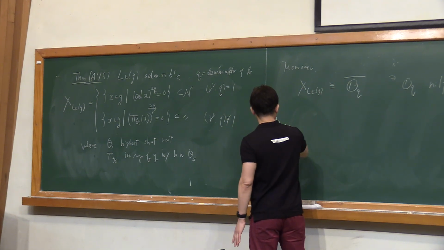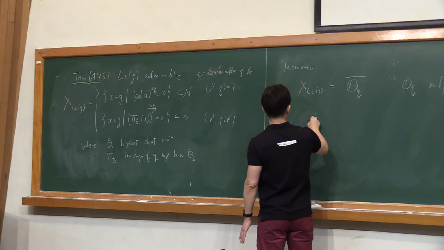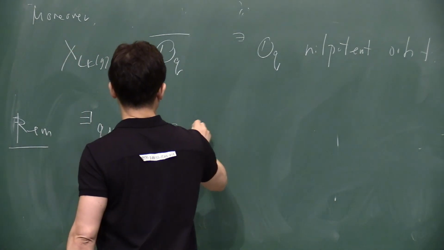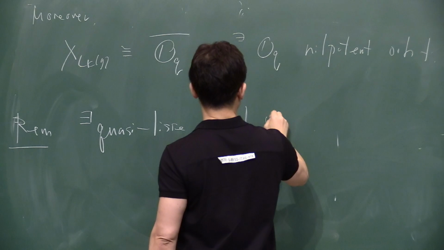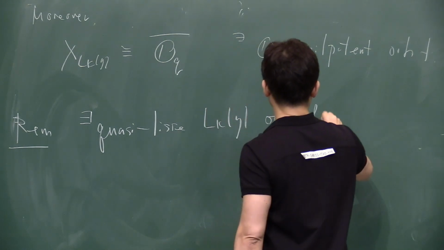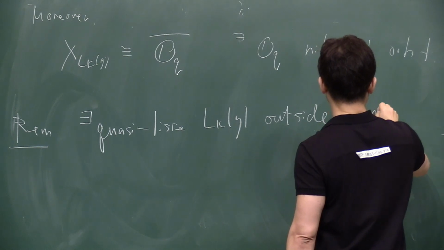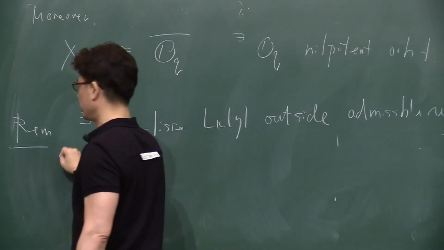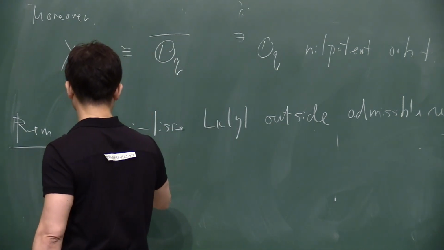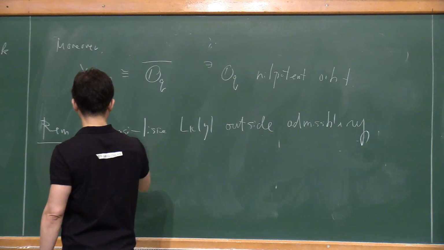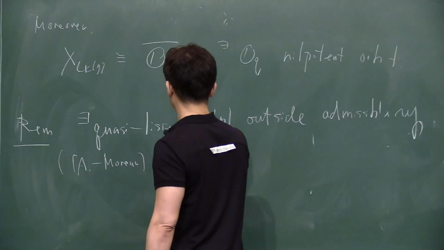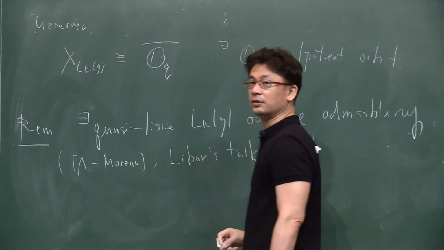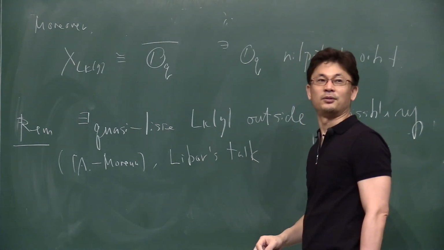I should remark that there exist quasi-lisse L_k(g) outside admissible representations. This was discovered by myself and Moreau. And also Arakawa is going to explain about this next week, I think.